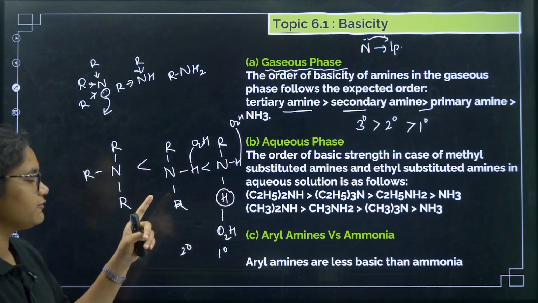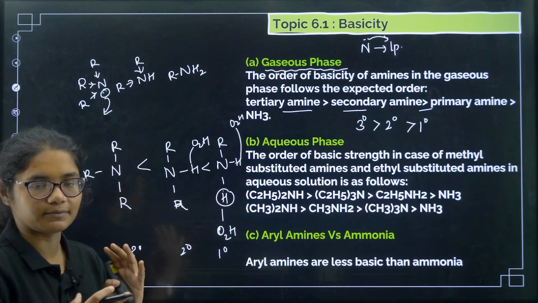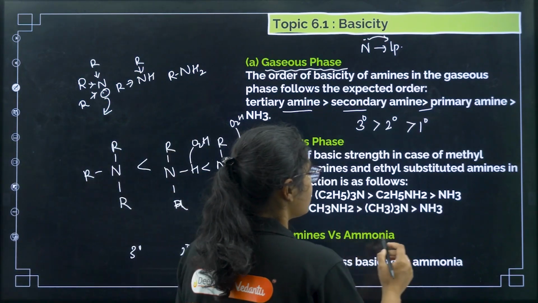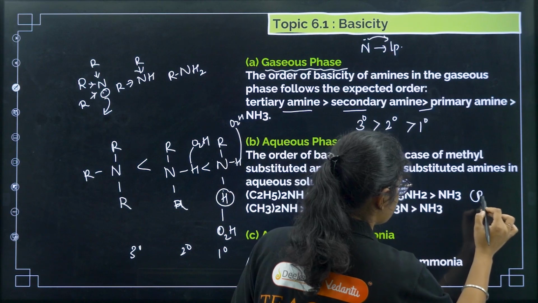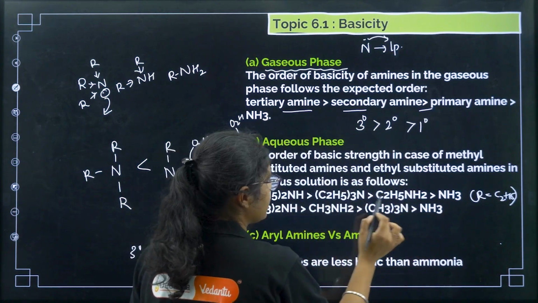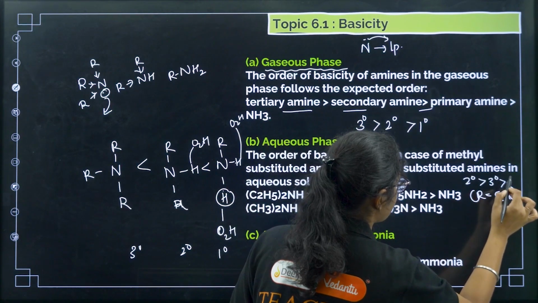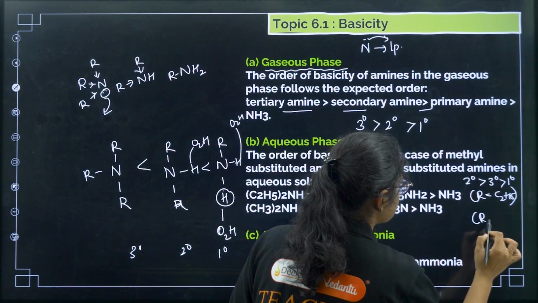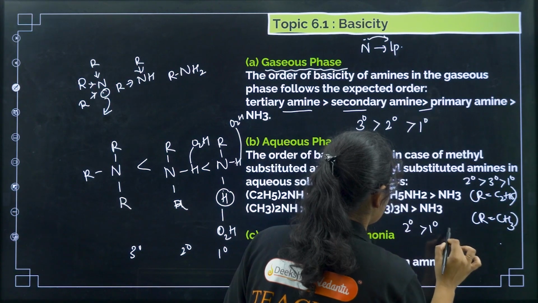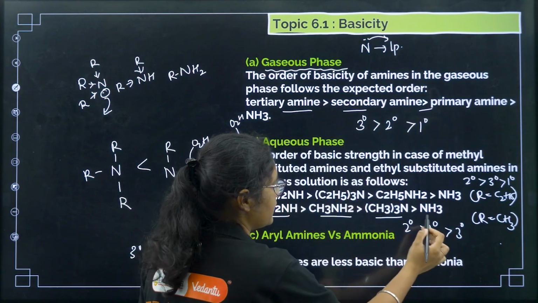But inductive effect wise, the opposite happens. So there is a mixture of these 2 effects, and the result we get is: if your R group is ethyl, the order is 2 degree, 3 degree, 1 degree. And if your R group is methyl, the order is 2 degree, 1 degree and then 3 degree, and then ammonia.